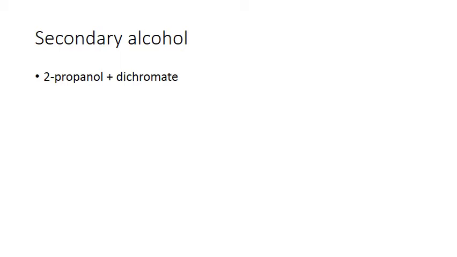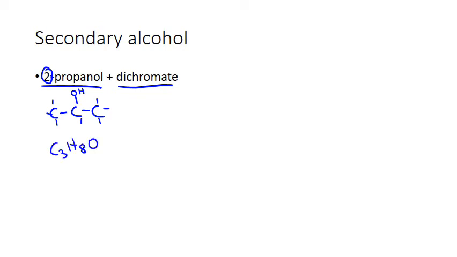So we've got 2-propanol reacting with dichromate. So if I write down the structure for propanol, meth, eth, prop, it's 2. So I know my OH group is coming off that carbon there. Let's put all the rest of the hydrogens in. One more there. So we've got C3H8O. And because it's a secondary alcohol, it goes to a ketone.